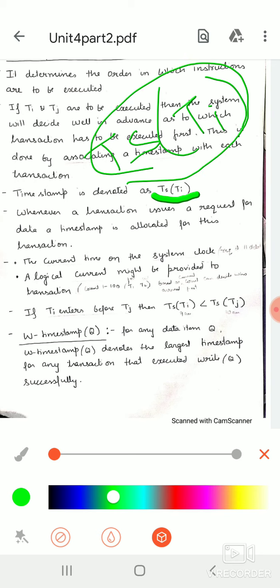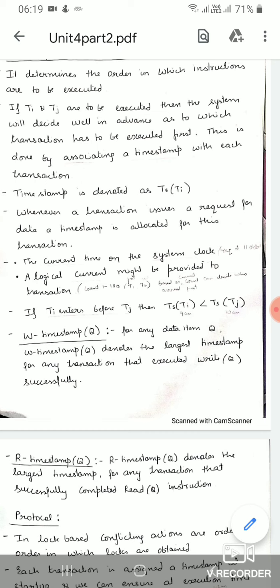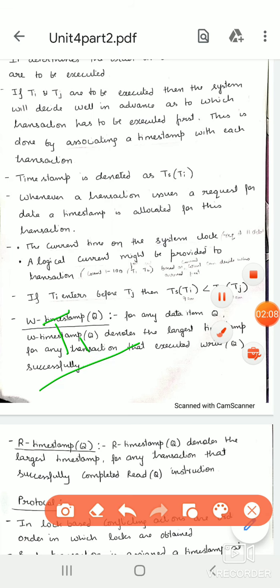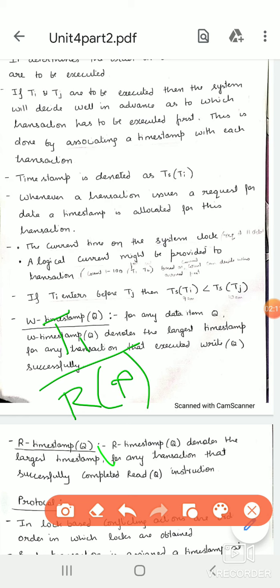Whenever a transaction issues a request for data, suppose T1 is requesting to perform read of A, write of A, like this instruction. A is a data item. So whenever a transaction issues a request for a data item, a timestamp will be allocated for this transaction. If transaction 1 is associated with these instructions, then at the start this instruction will be associated with some timestamp. Here read of A will be given some timestamp for this particular data item A.